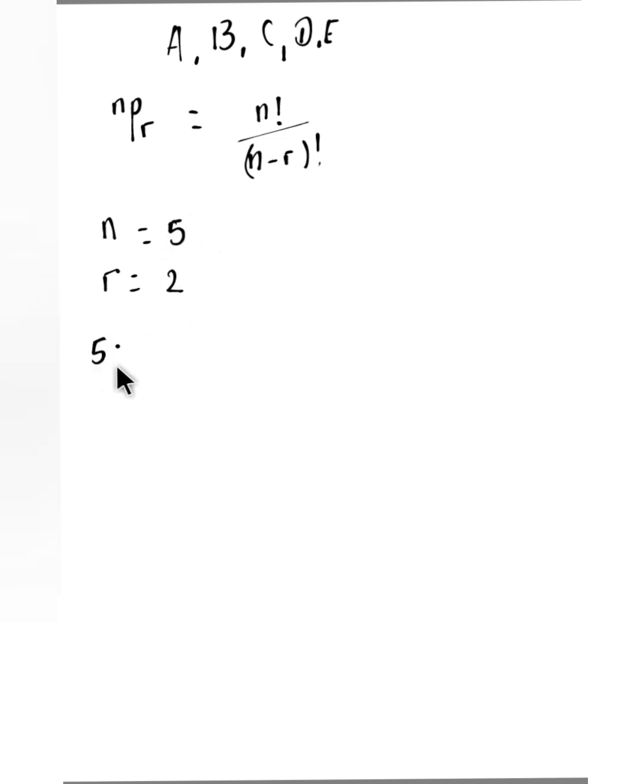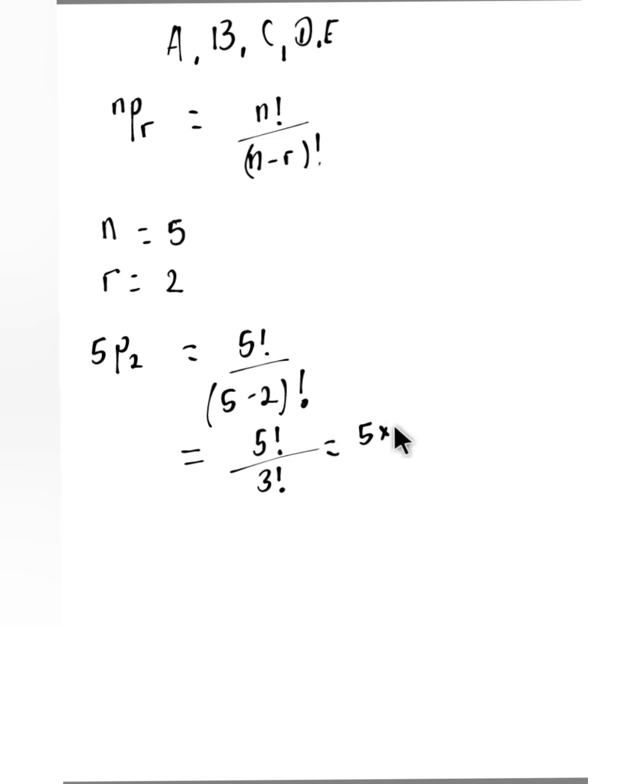Hence, 5P2 will give us 5 factorial all over 5 minus 2 factorial. Now, if we simplify this further, we're going to have 5 factorial all over 5 minus 2, which is 3 factorial. And this gives us 5 times 4 times 3 factorial all over 3 factorial. Notice that we stop at 3 factorial because we have 3 factorial at the denominator, which we eventually cancel out. And this will give us 5 times 4, which is 20. 20 ways.